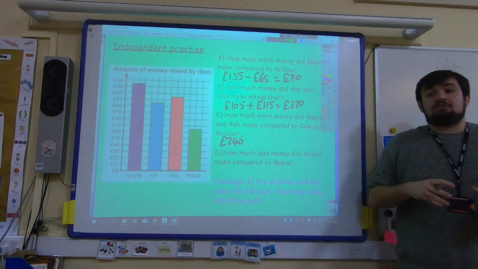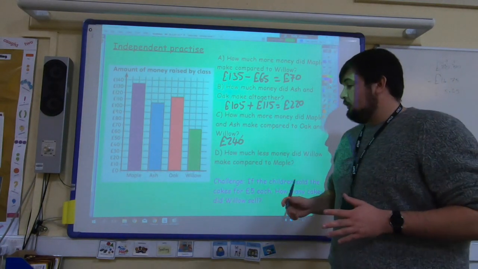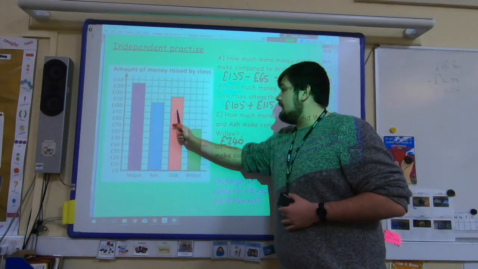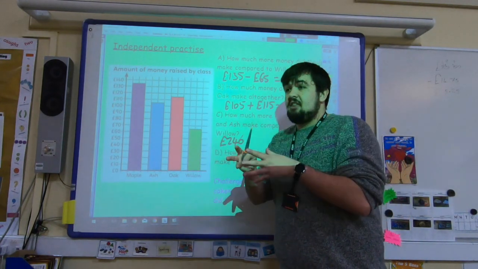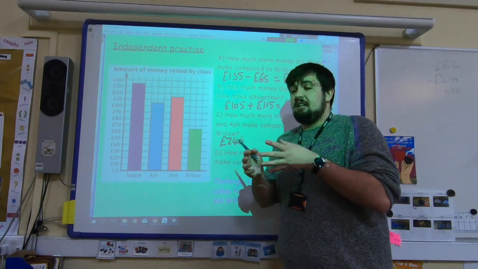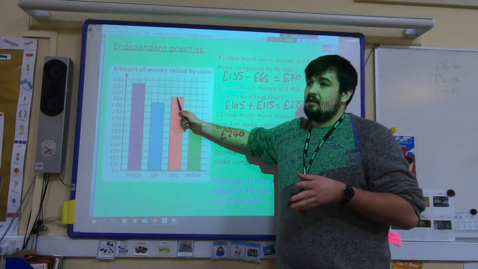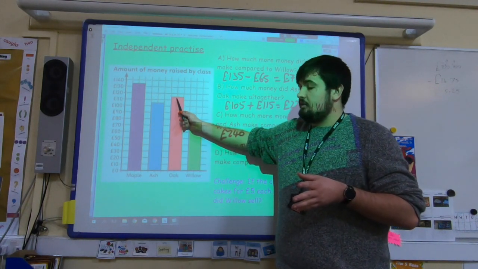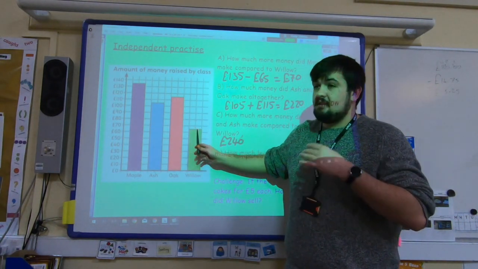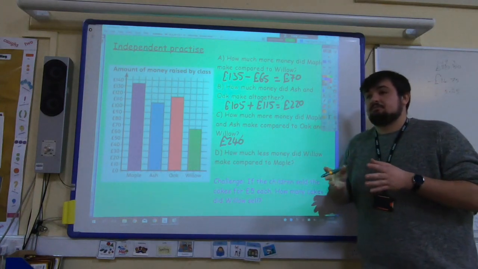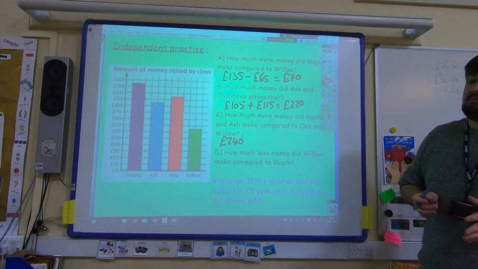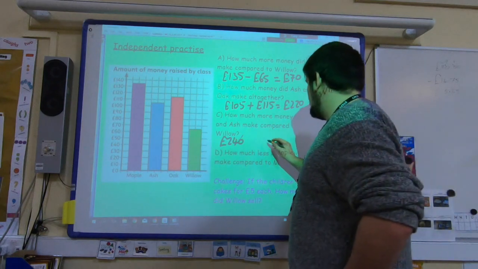Well, I've got to then do the same for Oak and Willow. I've got to find out how much they've both made, add their numbers together, and find out what they made all together. So how much did Oak make? Oak made 115. Willow made 65. So the answer when you put them together is 180. Good.